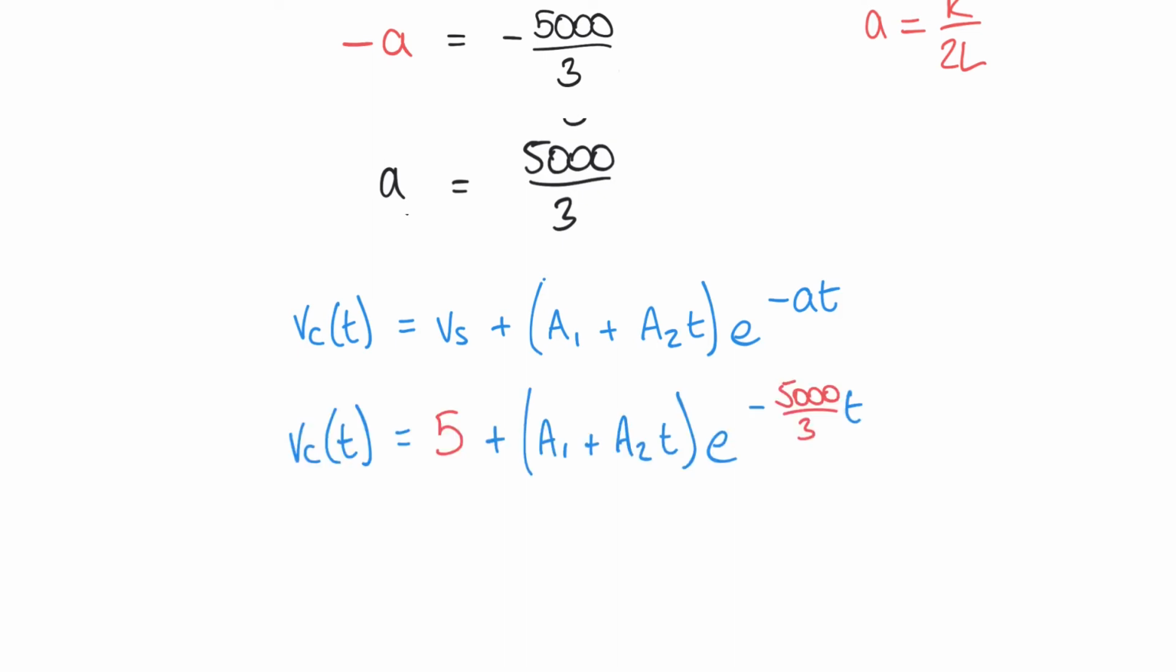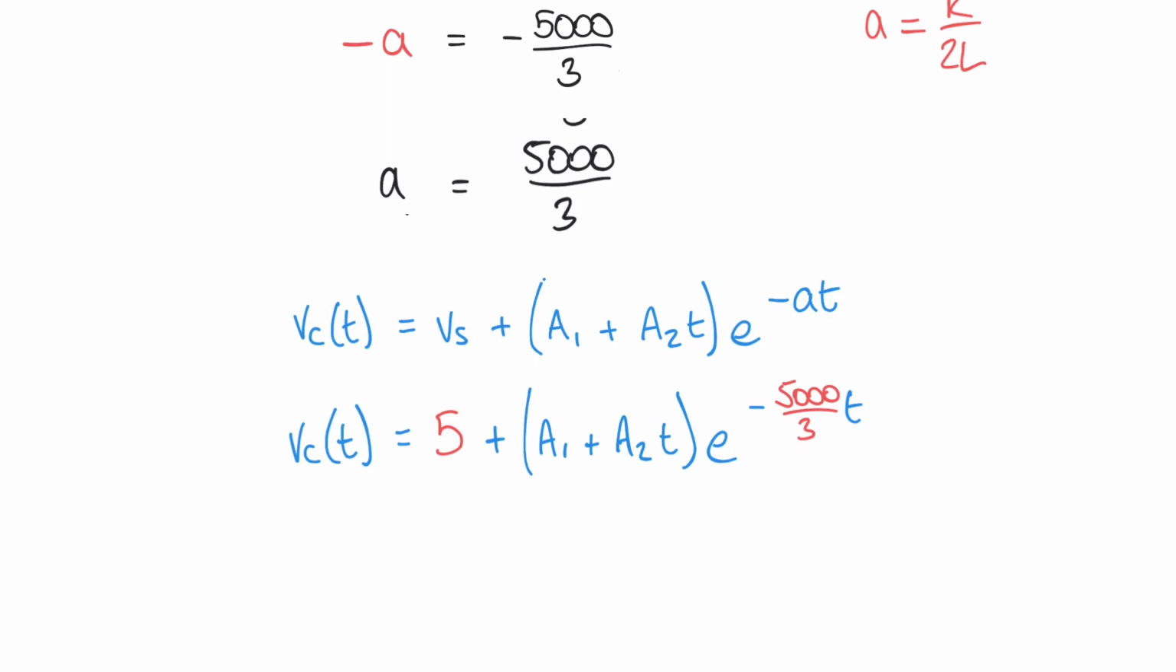Just be careful here, because yes, a we worked out to be plus 5,000 over 3, a positive number, but it's still going to be negative in this formula, because notice that the formula is minus at. So we have minus 5,000 over 3t as the power of that exponential term there. So just watch out for that. If a worked out to be negative, then it would be positive. But in this case, we're going to get a negative power there.